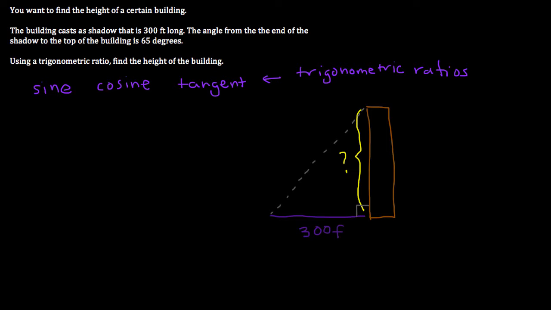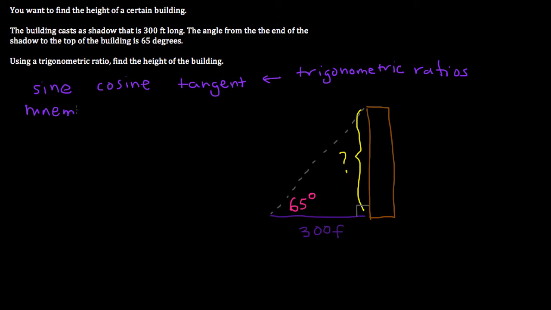And speaking of angles, the angle that we want to use is the one that's given to us, which is this 65 degrees. So we have this side, we have the angle, and we want to find this side of the triangle. So now, let's see. To determine which one of these ratios we're going to use, let's use the mnemonic device.